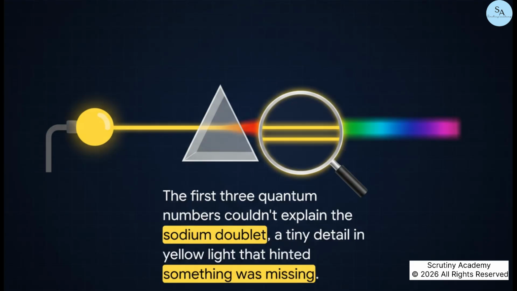So scientists started noticing something a little strange. You know those yellow street lamps? Well, when they looked really, really closely at that yellow light, they saw it wasn't one single line of yellow, it was actually two lines, packed incredibly close together. This tiny detail, they called it the sodium doublet, was a huge clue that our picture of the electron just wasn't complete. The quantum numbers they had just couldn't explain it.